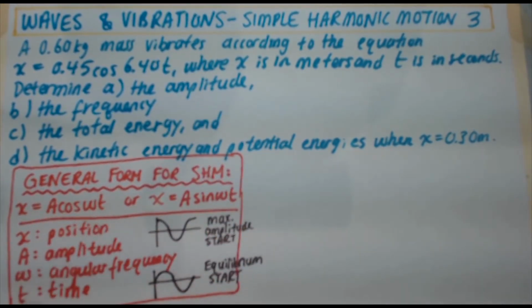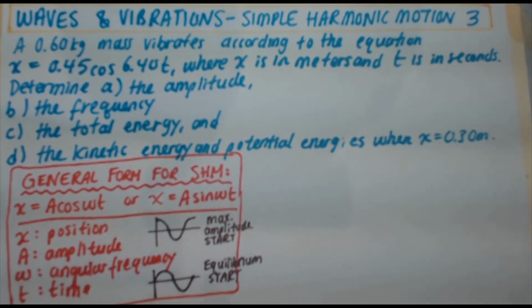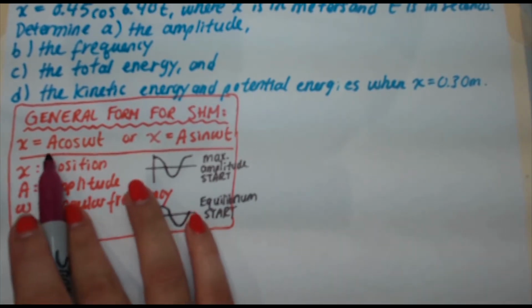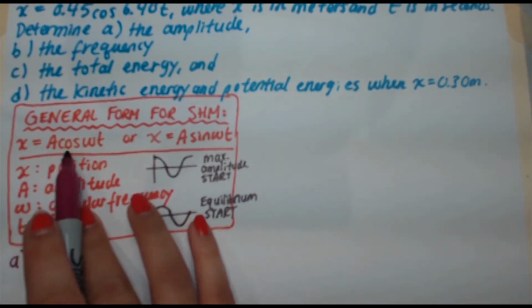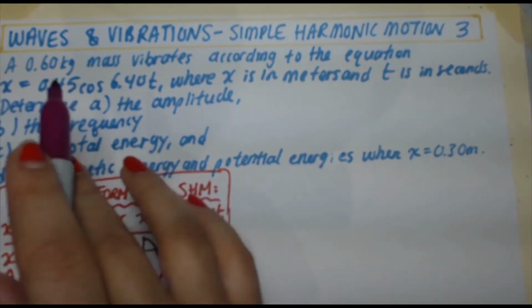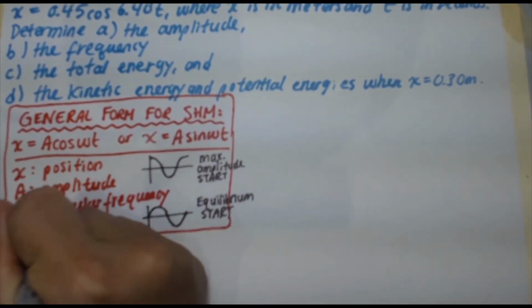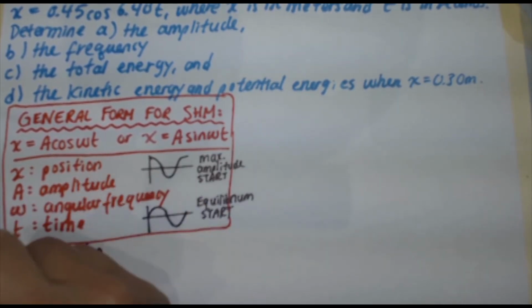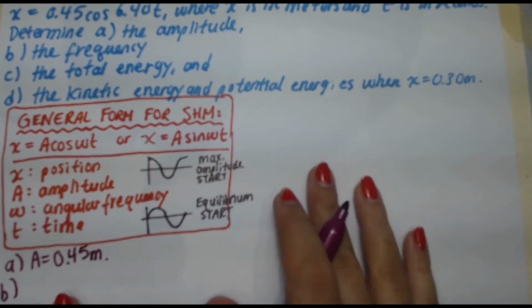The first few parts of this question are very straightforward. For part A, we're asked to find the amplitude. Based on this formula, amplitude is the number that precedes cosine. So in our equation, it would be 0.45. So A is equal to 0.45 meters, and that's it.